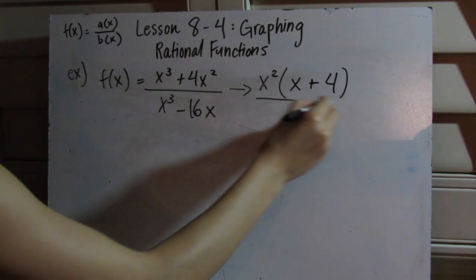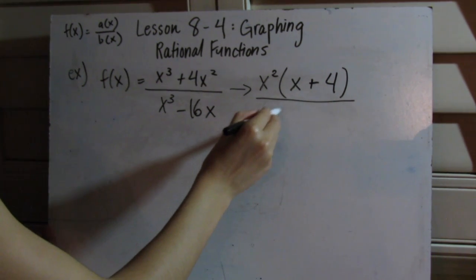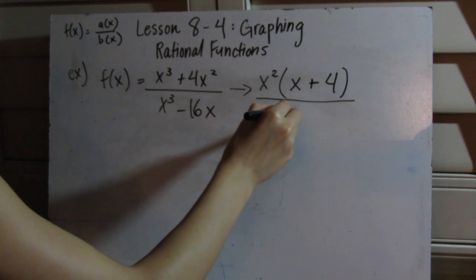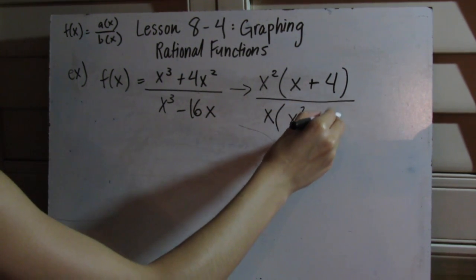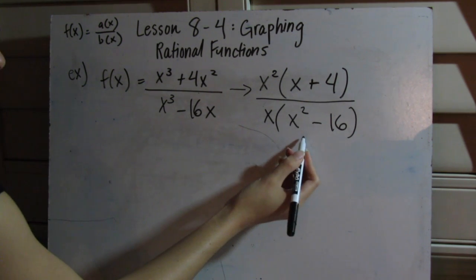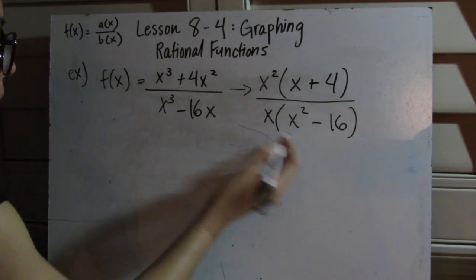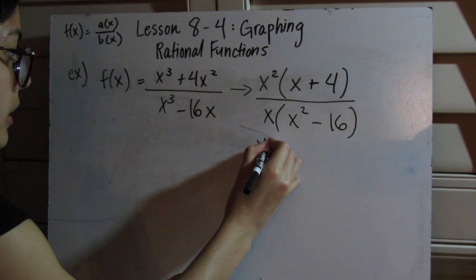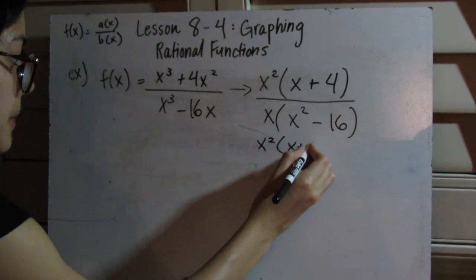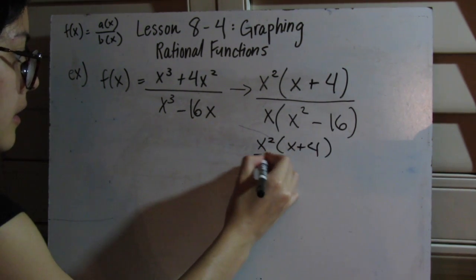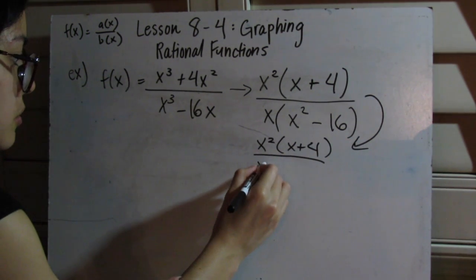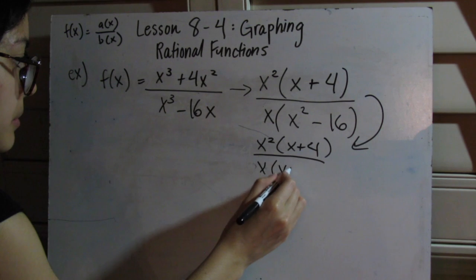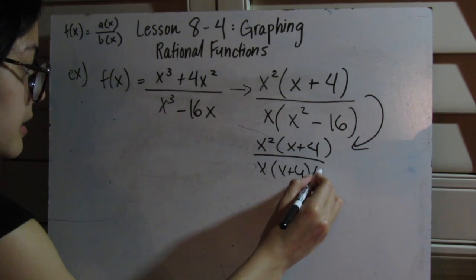For the bottom, I can take out an x, and I put inside the parentheses x squared minus 16. So right away, we know this is a difference of two squares, so we can further break this down. The top stays exactly the same, x squared times x plus 4, but the bottom turns into x times x plus 4 times x minus 4.